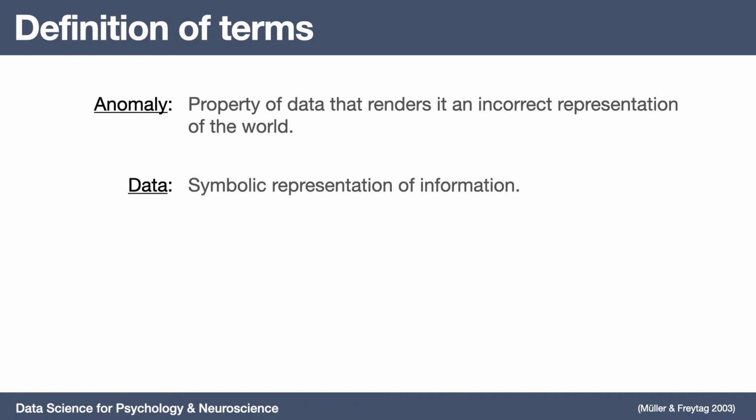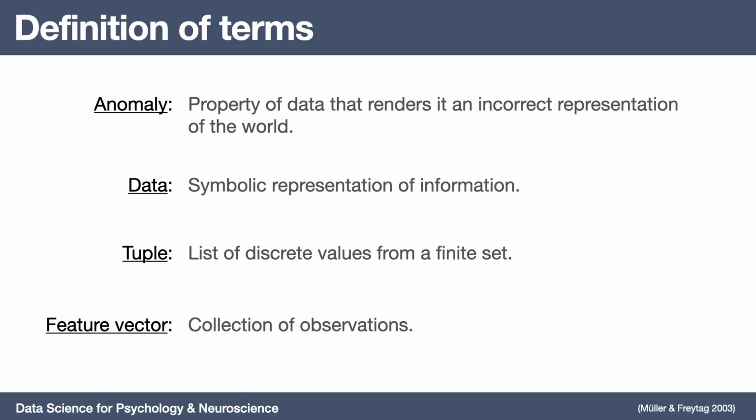Data, we'll talk as being a symbolic representation of information. This is consistent with other definitions that have been used in other lectures of this course. A tuple is a list of discrete values from a finite set. It's basically just a set of values. And a feature vector is a collection of observations, in the same way that we talked about a variable last time. So a column of your data table is a feature vector. You can think of feature vector and variable as being synonymous.